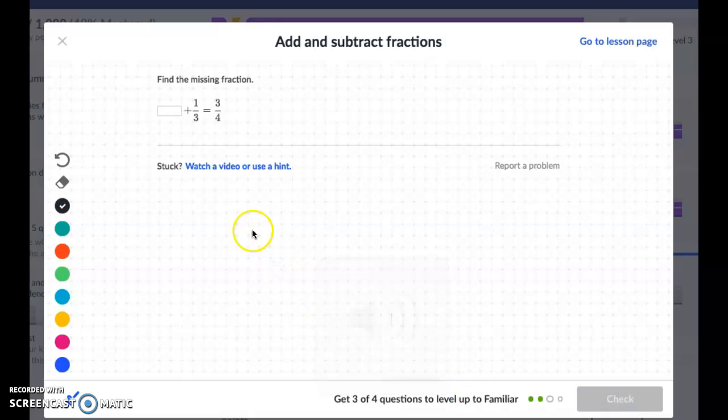Find the missing fraction. Okay, so I have something plus 1/3 equals 3/4. Now that's not easy to figure out in my head because those denominators are different, and we have been working with common denominators. The first problem that we did worked out great because I could just change one denominator into the other denominator. I can't here, so in this case I'm going to have to make these both common denominators.